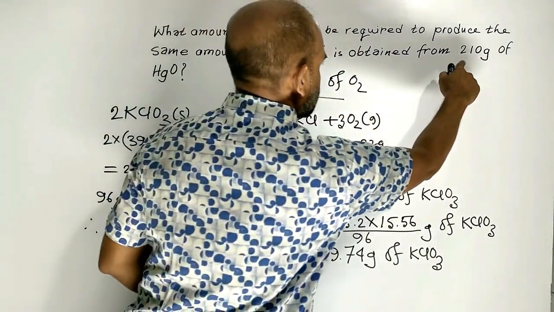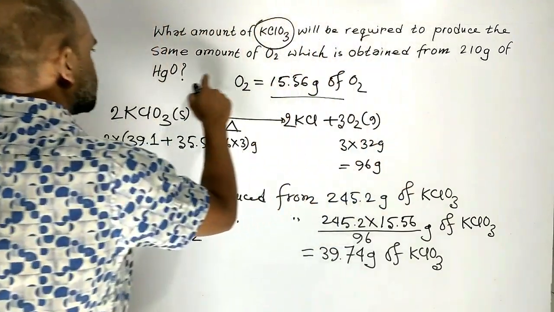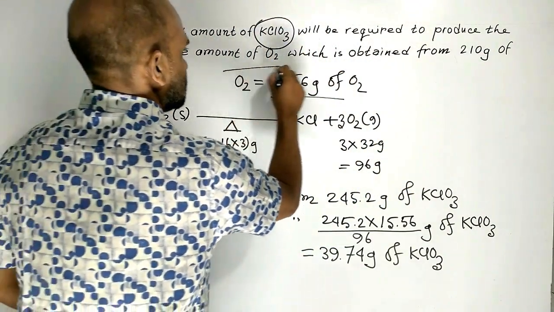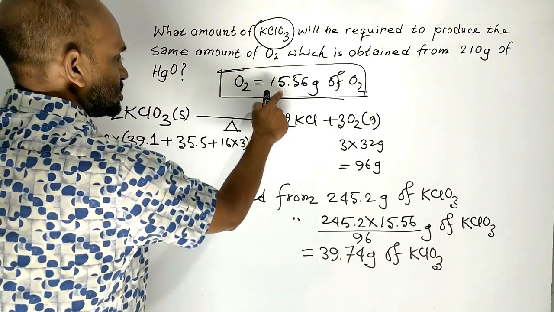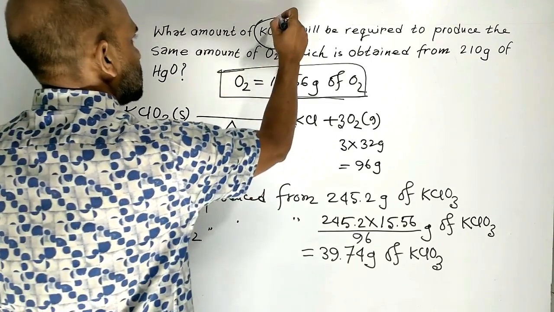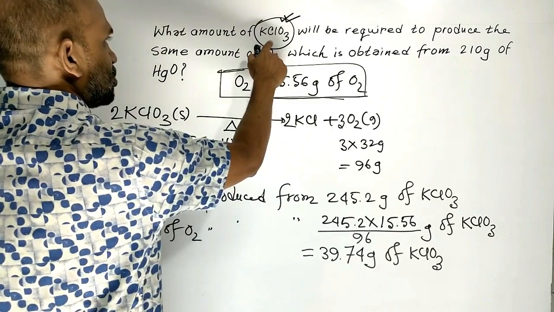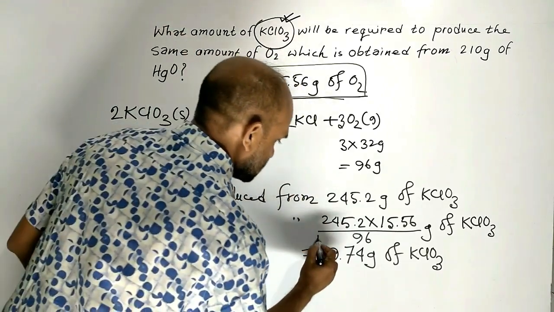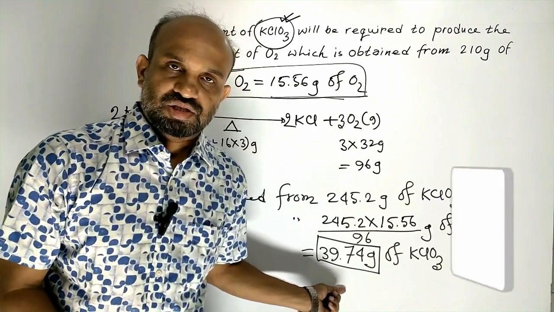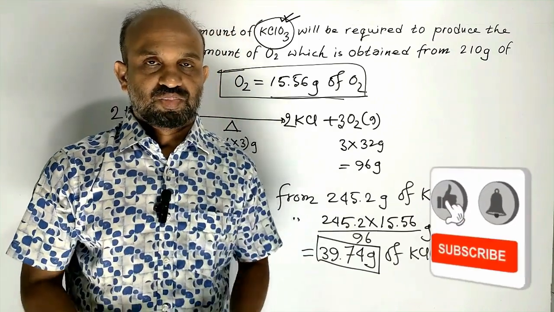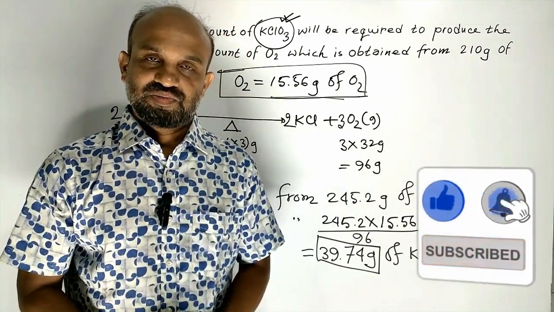That is, 210 gram of mercuric oxide produces this amount of oxygen. So, to produce this amount of oxygen, what amount of potassium chlorate will be required? This is the amount of potassium chlorate which is required to produce 15.56 gram of oxygen.